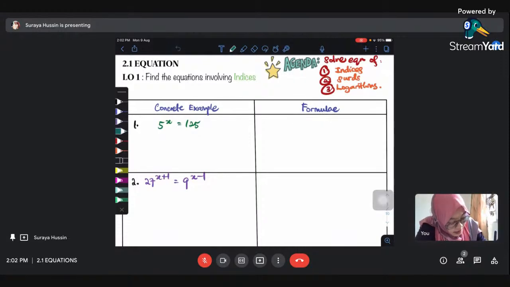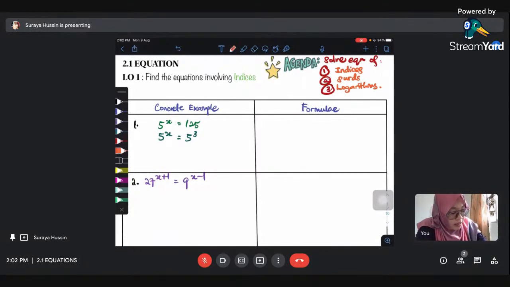So indices sekarang ni yang pertama sekali we have 5 to the power of x is equals to 125. So dekat sini you kena pandai bermain dengan calculator or even mental calculations. So here if I see 125, I know that I can change it into 5 to the power of 3. Okay?